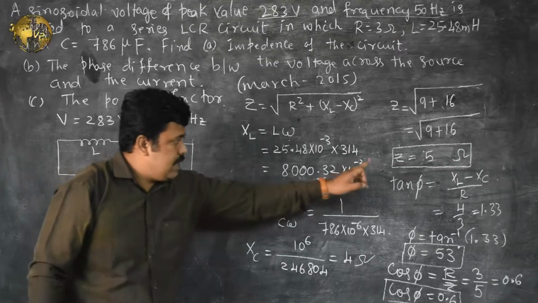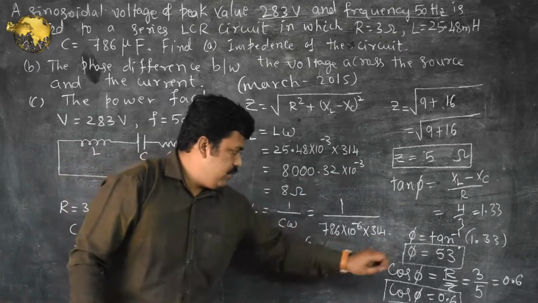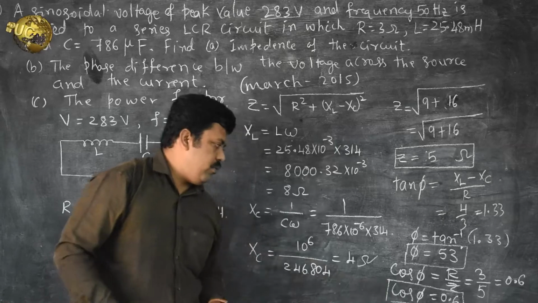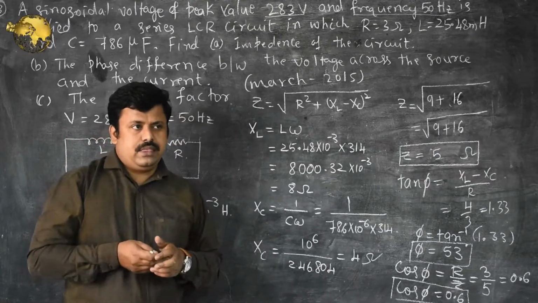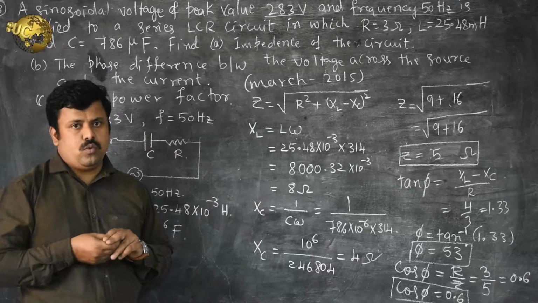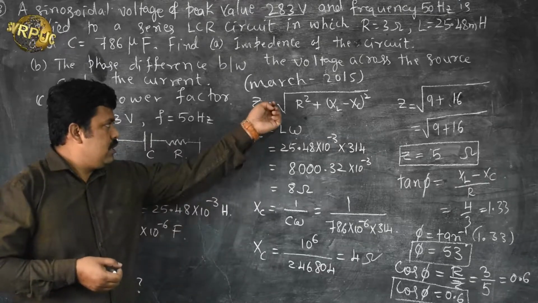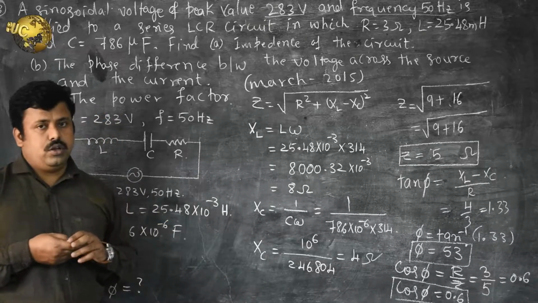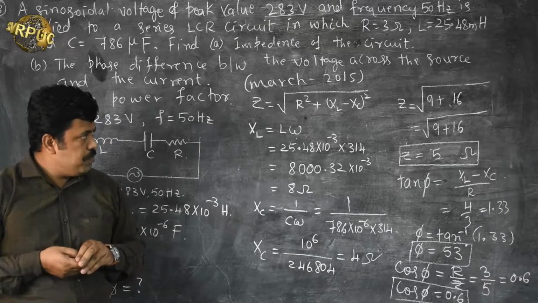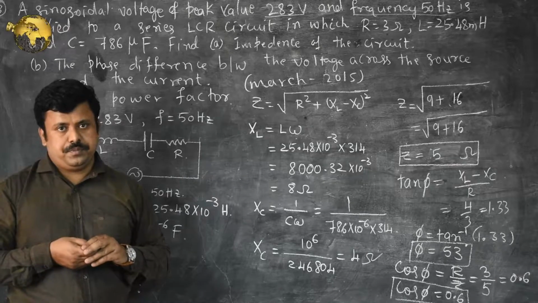The first one is impedance, then the phase difference, and the power factor. Power factor is given by cos phi. Bit lengthy, but it is an easier one. So impedance, we should know the formulas, then we can solve the numerical. So let's move on to the next question.